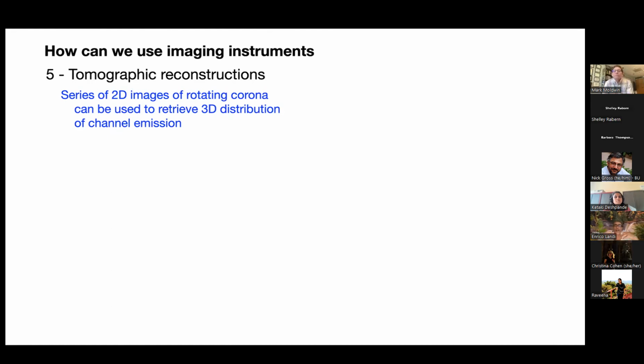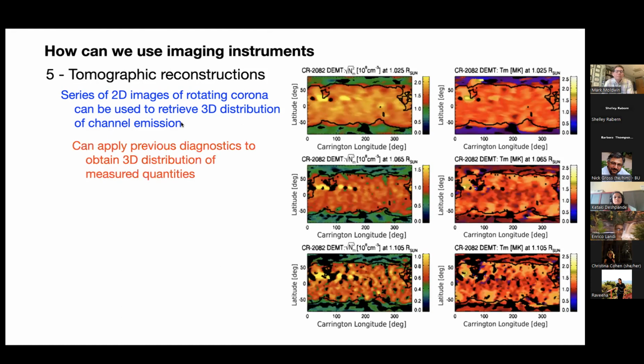And by utilizing a long series of images, you can reconstruct the 3D distribution of every single channel emission. And then you can apply all the previous diagnostics that I've discussed to the 3D distribution, measured in every single voxel of the solar atmosphere. And you can determine temperatures, differential emission measure, densities. You can determine a lot of stuff.